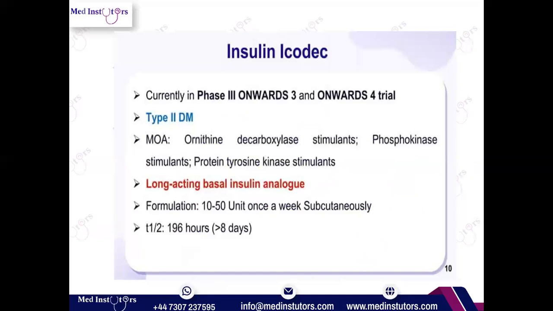Now we have icodec. This icodec can be given weekly. It's considered a weekly insulin, an ultra long acting insulin. Insulin icodec is not approved by the FDA yet, but may get approval towards the end of this year. It is approved in certain European countries, Canada, etc., for the management of type 1 and type 2 diabetes, especially type 2 diabetes. It's a long-acting basal insulin analog, and it can be given once weekly subcutaneously.